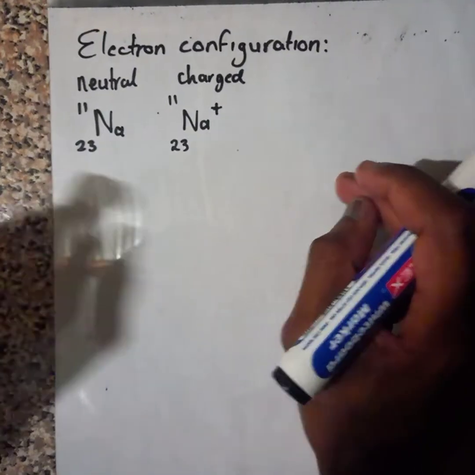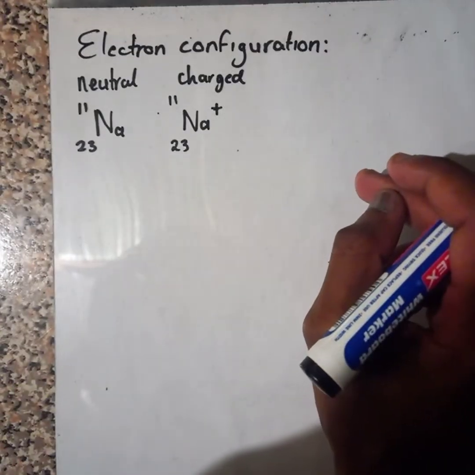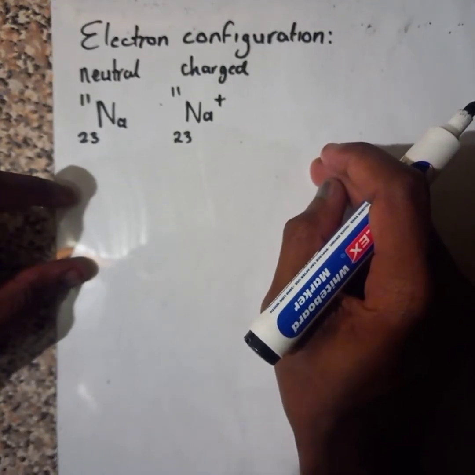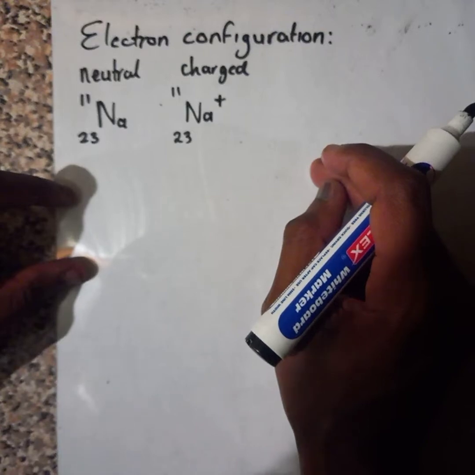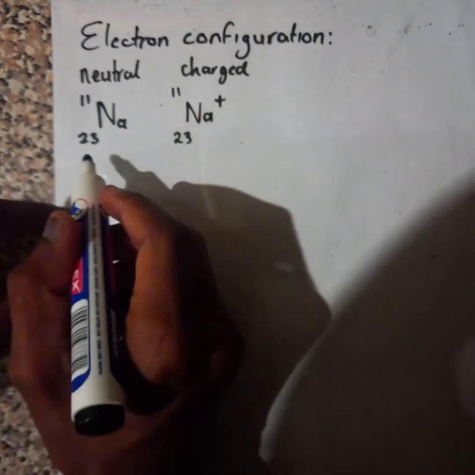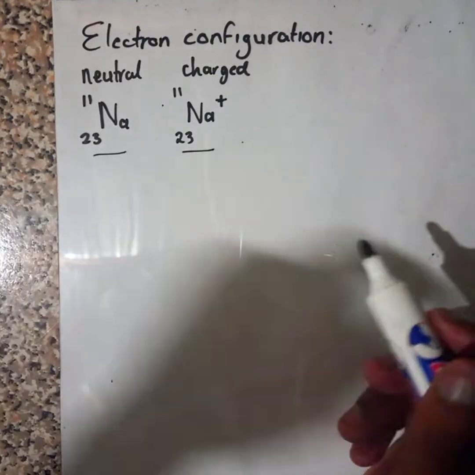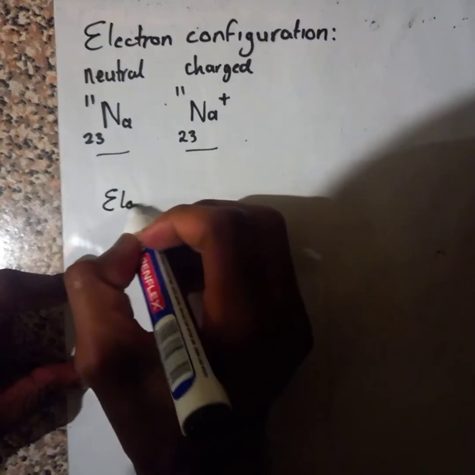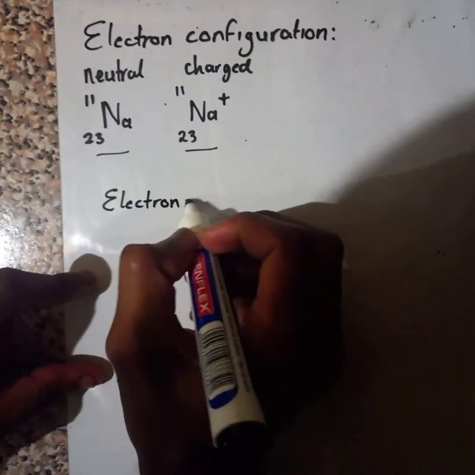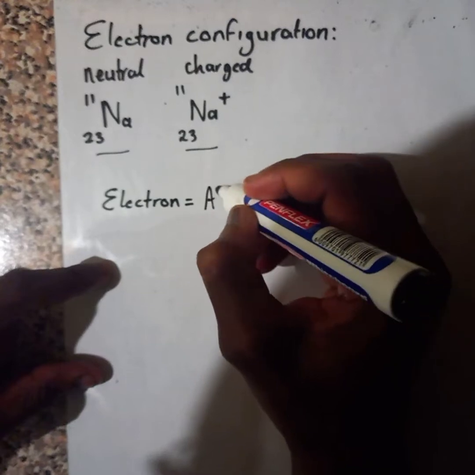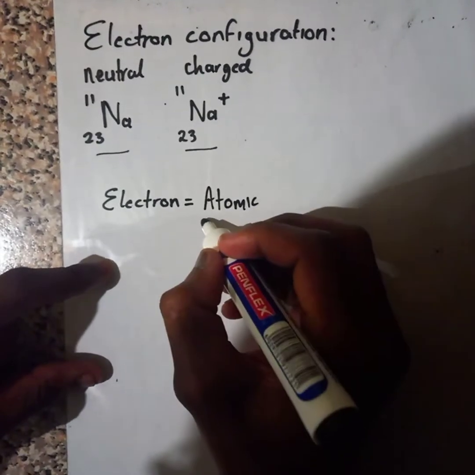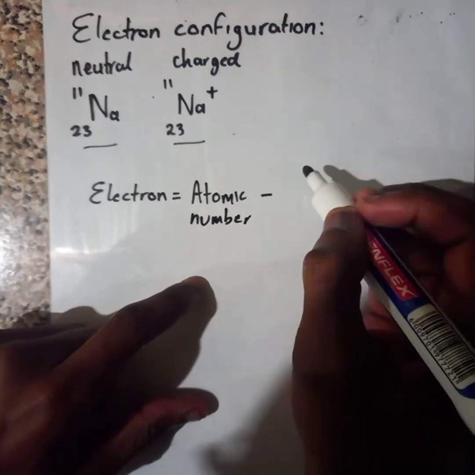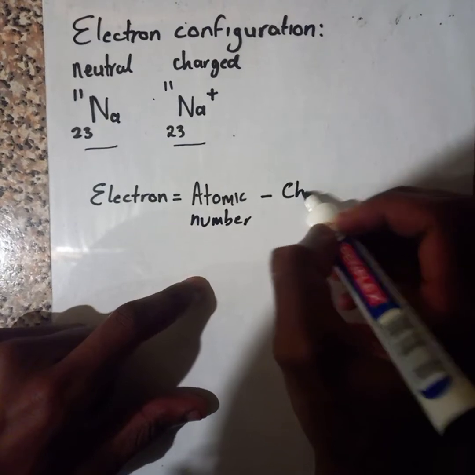Then how are we going to write the spectroscopic notation as well as the noble gas notation for the given? Not this one, but now this one. How are we going to do that? Firstly, we consider this formula electrons. We must find the number of electrons, the atomic number minus our charge.